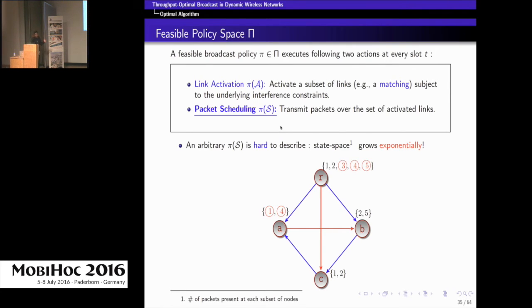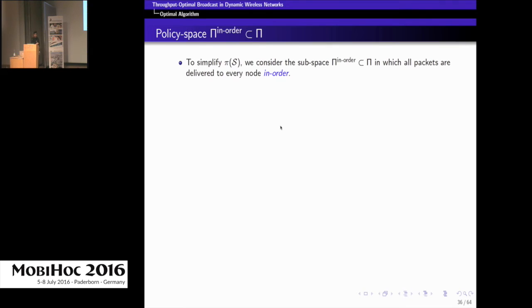So what we need to do is put some structure. What is the best, or simplest, structure we can actually put? Here we consider the policy pi in order. The pi in order is very simple.